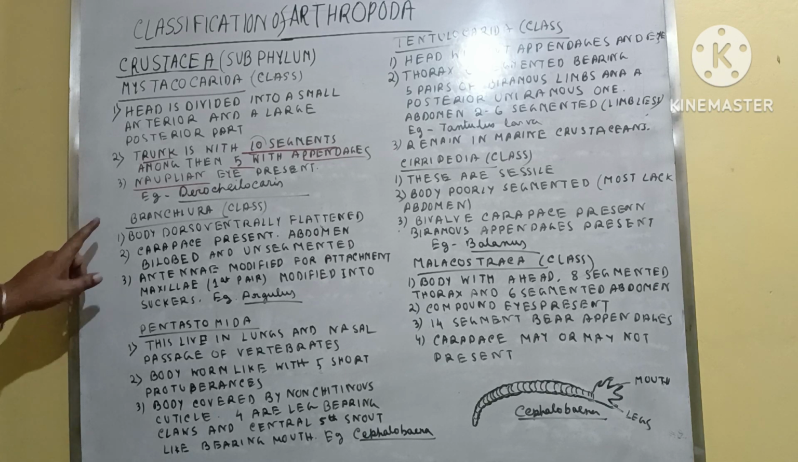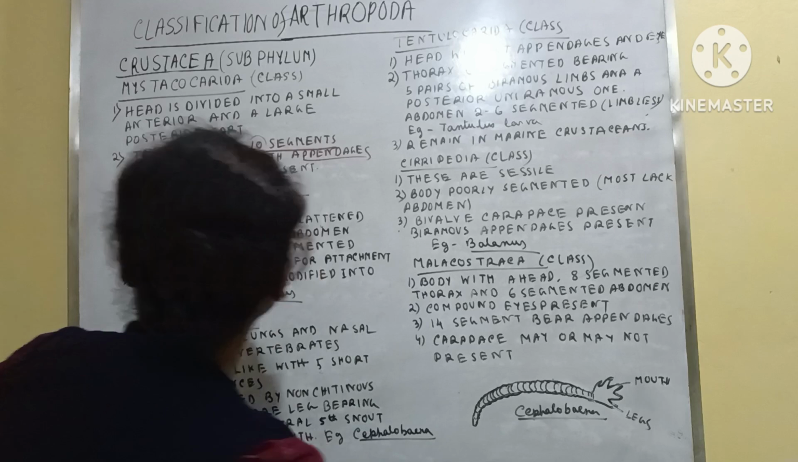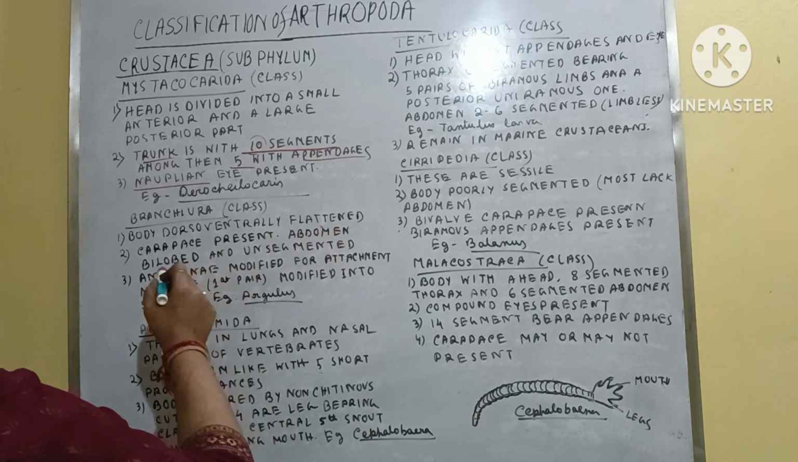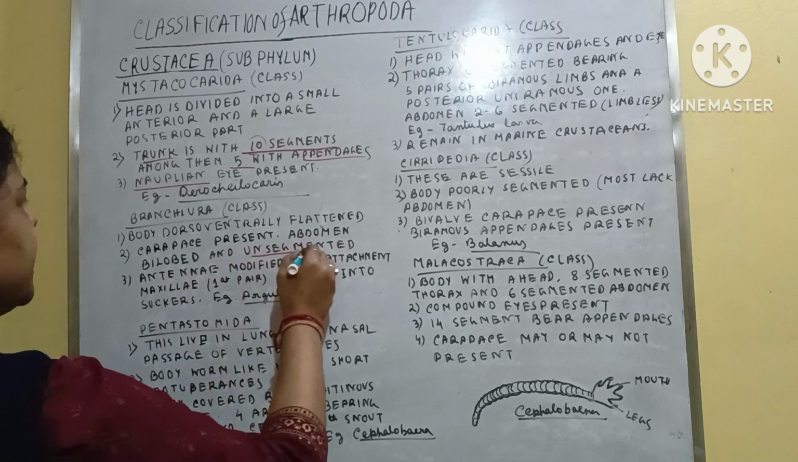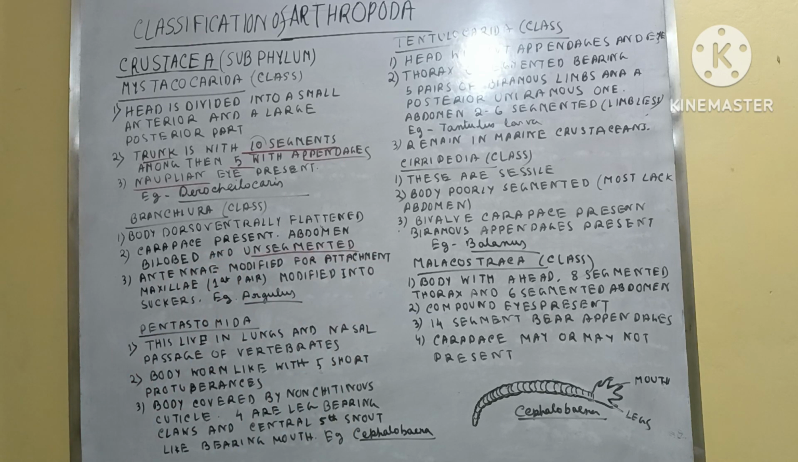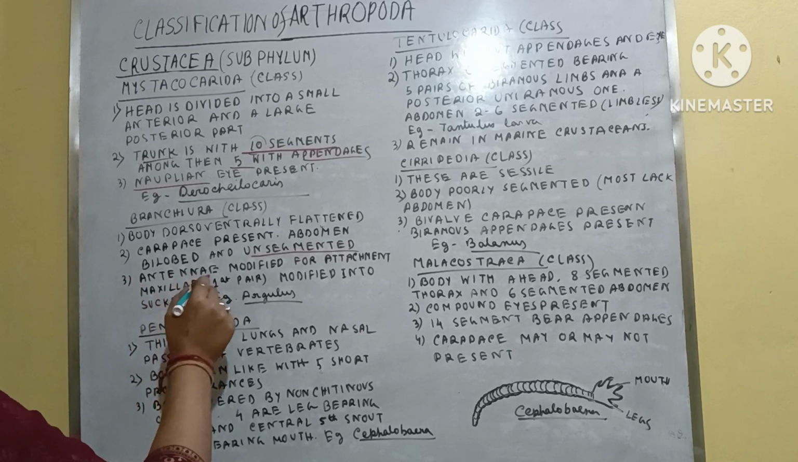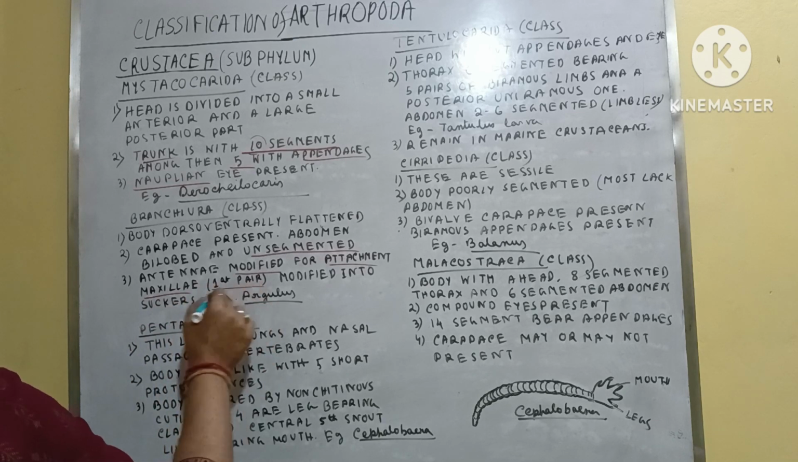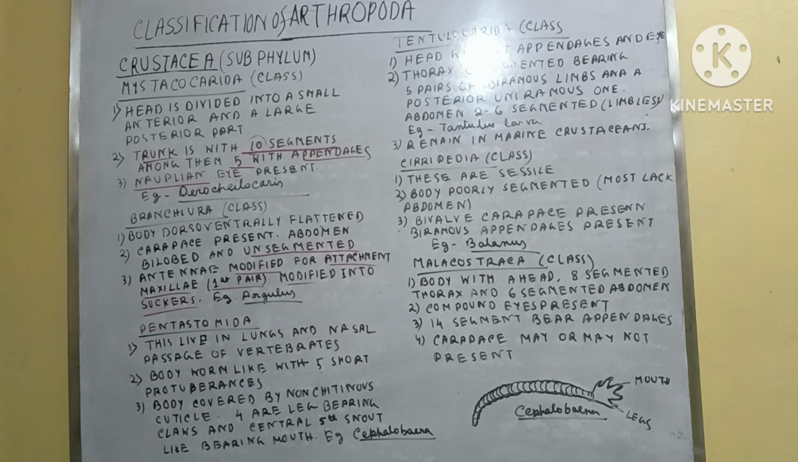And second is the Branchiura class. Here the features are: the body is dorsoventrally flattened, carapace present, abdomen bilobed and unsegmented. The third point is that the antennae are modified for attachment, and the first pair of maxillae is modified into suckers. This is the important point.